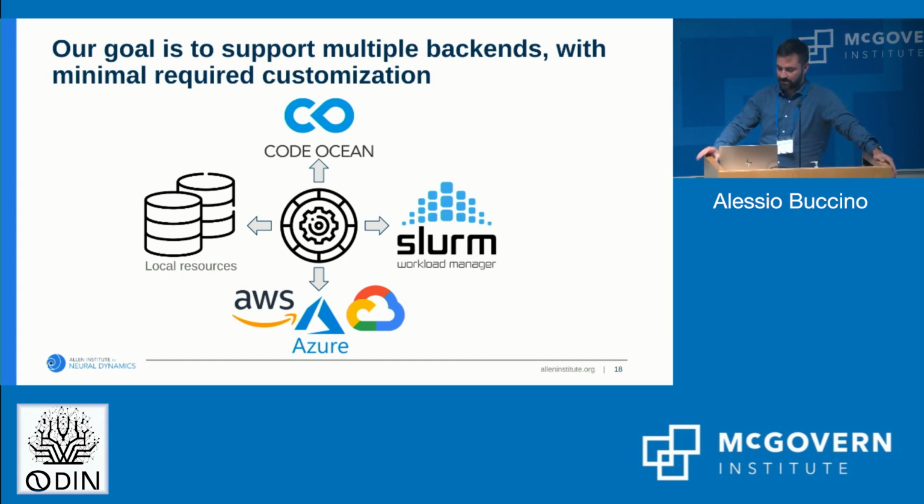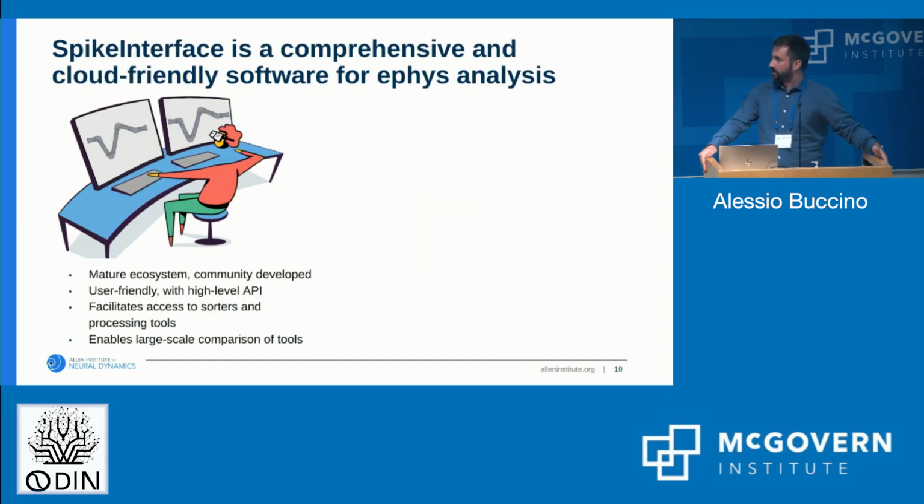Again, what we're doing now is mainly using CodeOcean as a backend, but this is still work in progress, and we want to make sure that these standardized pipelines can also be run with different backends, like using local resources if you have invested in a very powerful machine in your lab, using Slurm if your institution invested in a very powerful computational resource, or directly using some cloud solutions like AWS, Azure, or Google, or whatever is available. So to recap, I hope I showed you that SpikeInterface is now a mature ecosystem for electrophysiology data analysis.